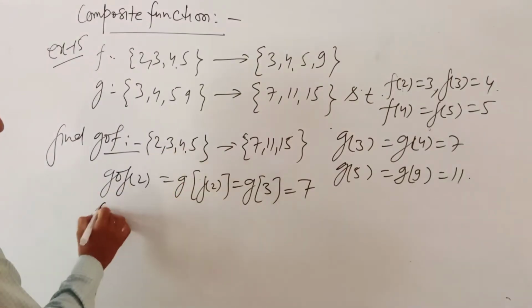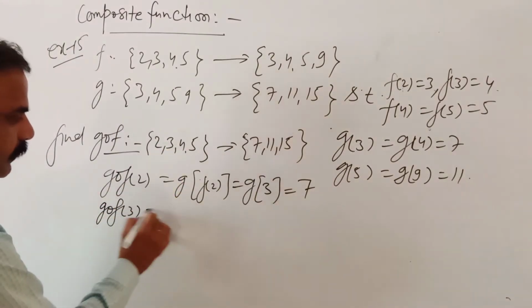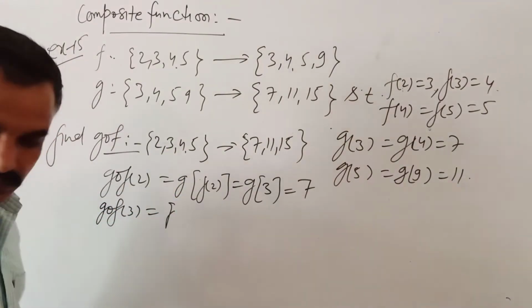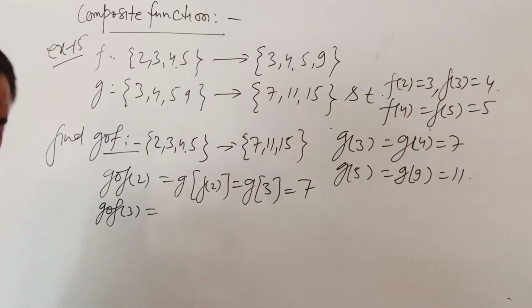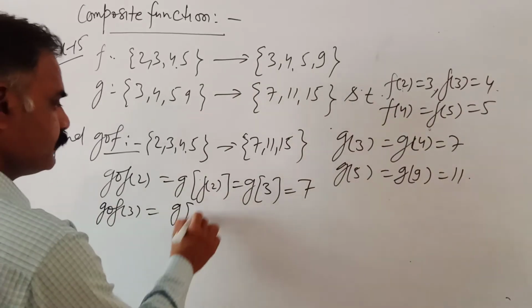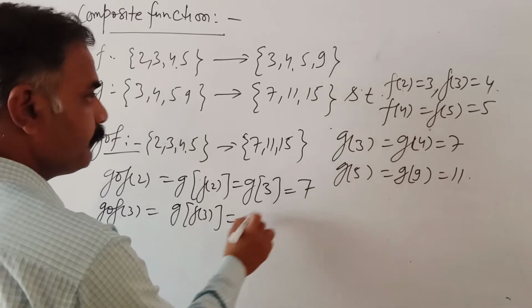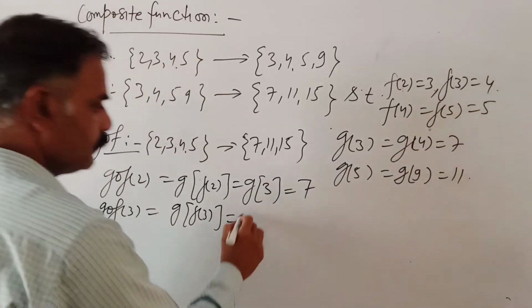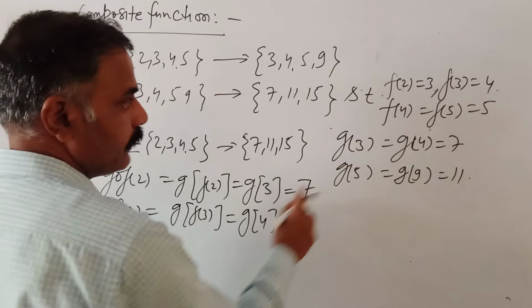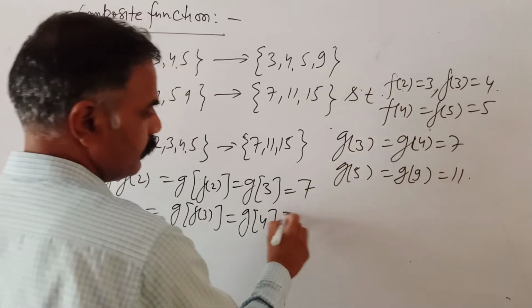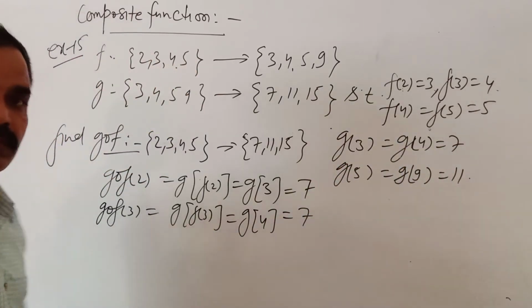Again, GOF of 3 equals G of f(3), and f(3) is equal to 4. So G of 4, and G(4) is equal to 7. So this is equal to 7.